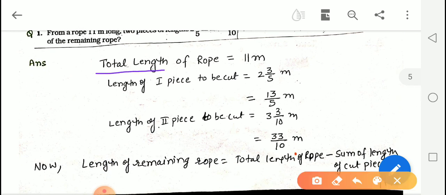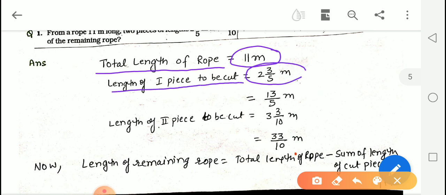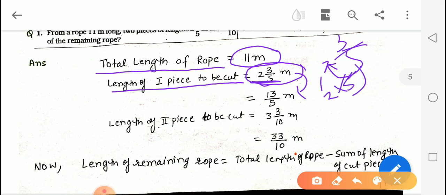Here the total length of the rope is given as 11 meters, and the length of the first piece to be cut is 2 3 by 5. This is given as a mixed fraction, so we will convert it into an improper fraction. How? We multiply 2 into 5, then add 3. This is the numerator, and 5 is the denominator, so we write 5 as the denominator. So we reach this step. You have learned this in earlier classes.